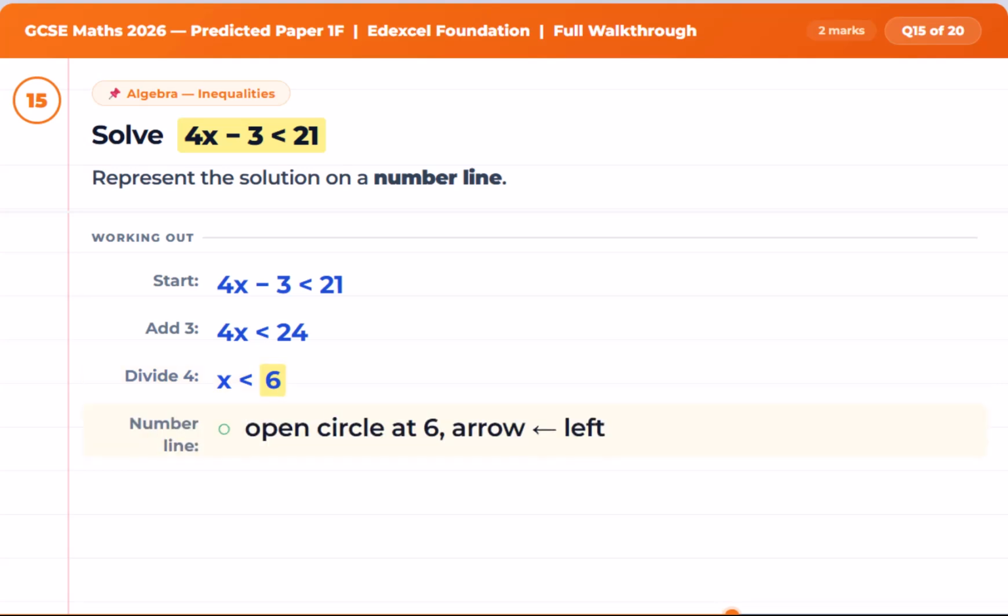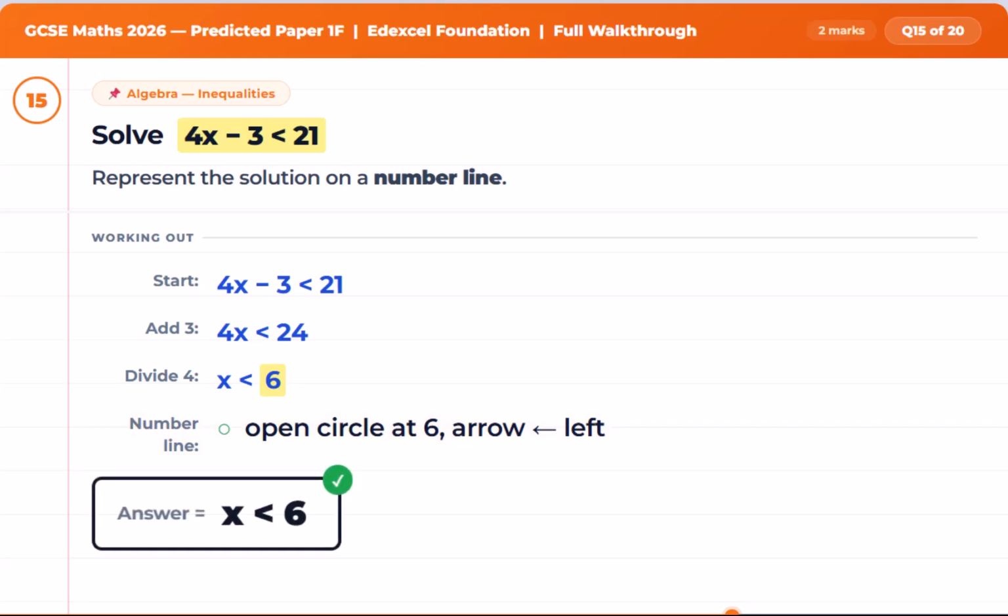Draw an open circle at 6, open because x cannot equal 6, with an arrow pointing to the left. The solution is x is less than 6. Open circle at 6 on the number line, arrow pointing left.